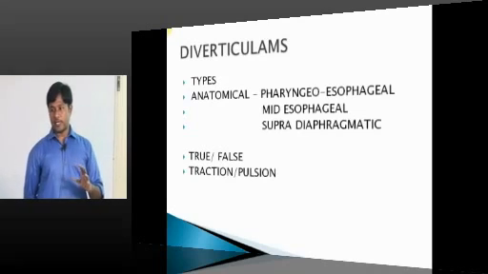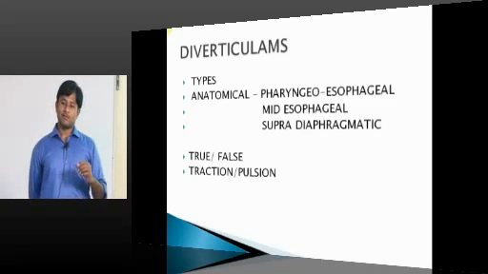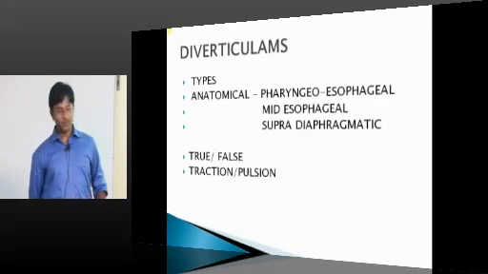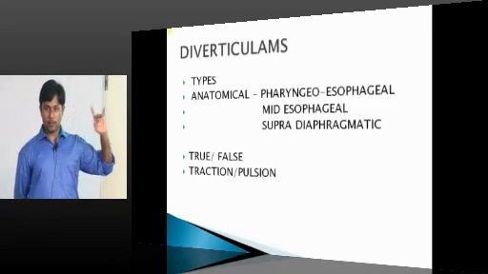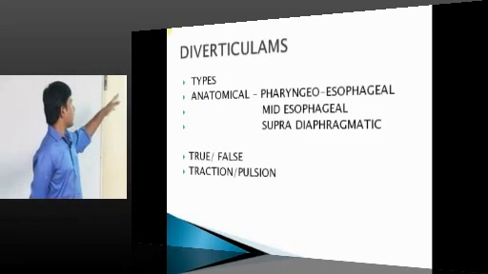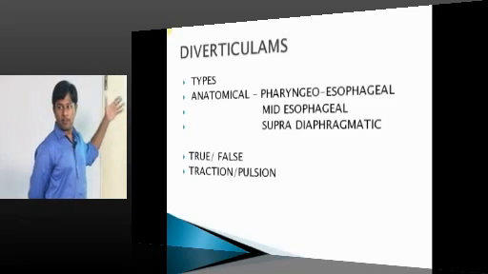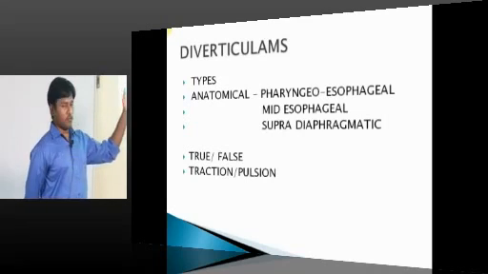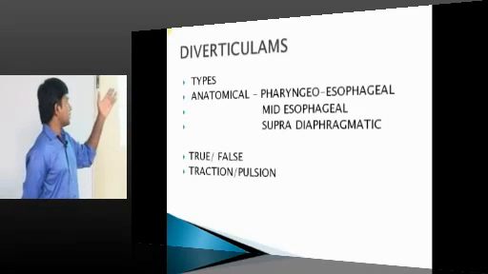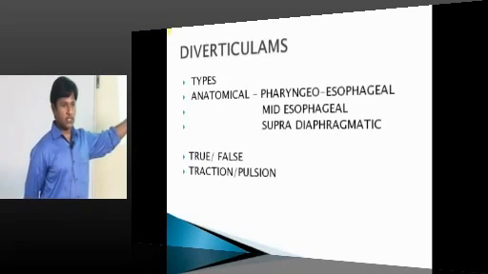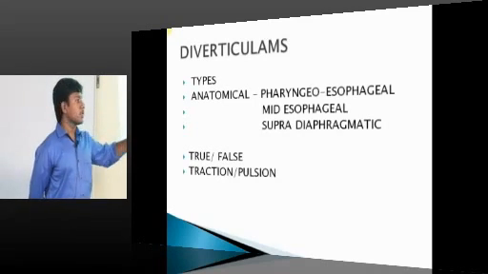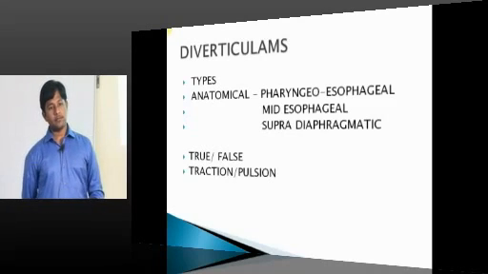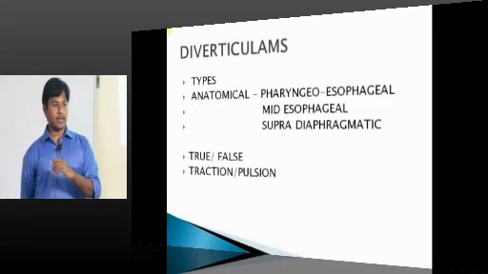Now, what are the types of diverticulums? Read. What are the types of diverticulums? Okay, it is classified based upon anatomical position, based upon whether it is true or false, based upon the pressure. So anatomical classification is pharyngoesophageal, that is in the upper part, next mid-esophageal and the lower esophageal, that is supradiaphragmatic. Okay, next true or false. What is true, what is false? What is a true diverticulum, what is a false diverticulum?